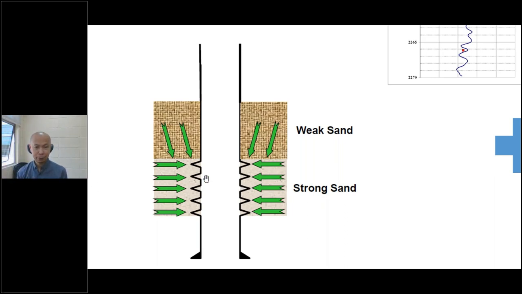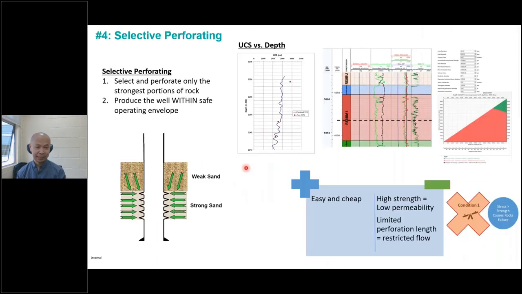The idea of selective perforation is, why don't we perforate the strong part only, and leave the weak part unperforated, because we can always get production from the weak part through the strong part, but at the same time we prevent the formation from failing. As long as this strong sand is intact, there is no way for us to produce sand, even though we know that in the same reservoir we also have a weak portion. But basically, that's the idea.